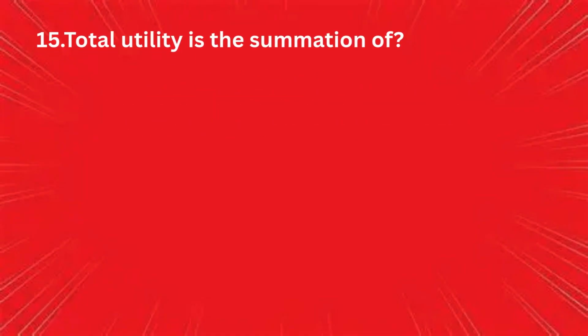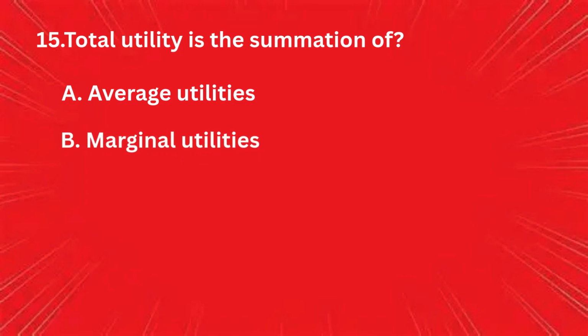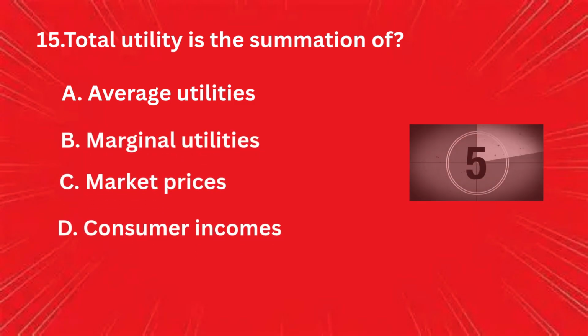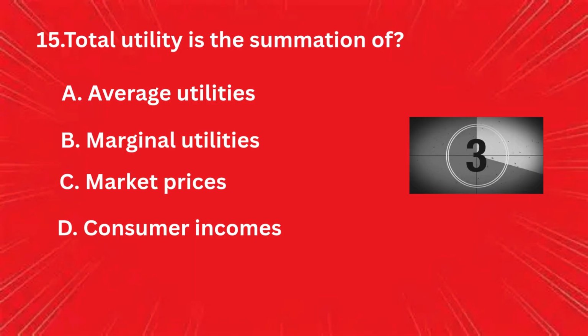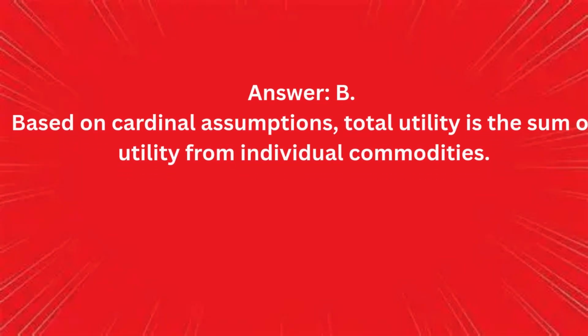15. Total utility is the summation of A. Average utilities. B. Marginal utilities. C. Market prices. D. Consumer incomes. Answer. B. Based on cardinal assumptions, total utility is the sum of utility from individual commodities.